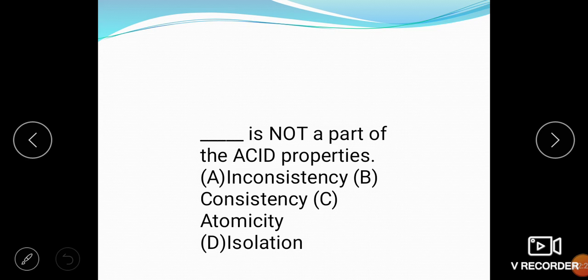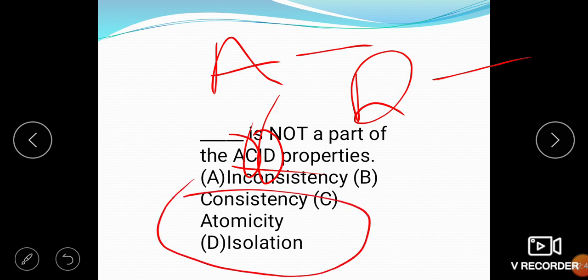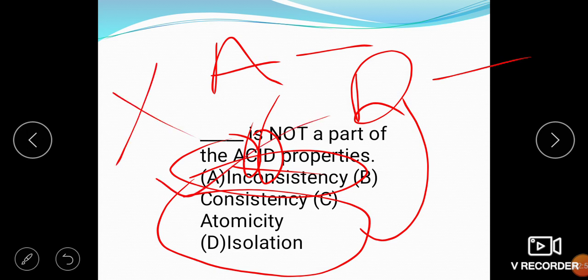Now the next question: which is not a part of the ACID property. You know that in ACID, A denotes atomicity, C denotes consistency, I denotes isolation, and D denotes durability. So here all options are part of ACID, but inconsistency is not. So option A is the correct answer.